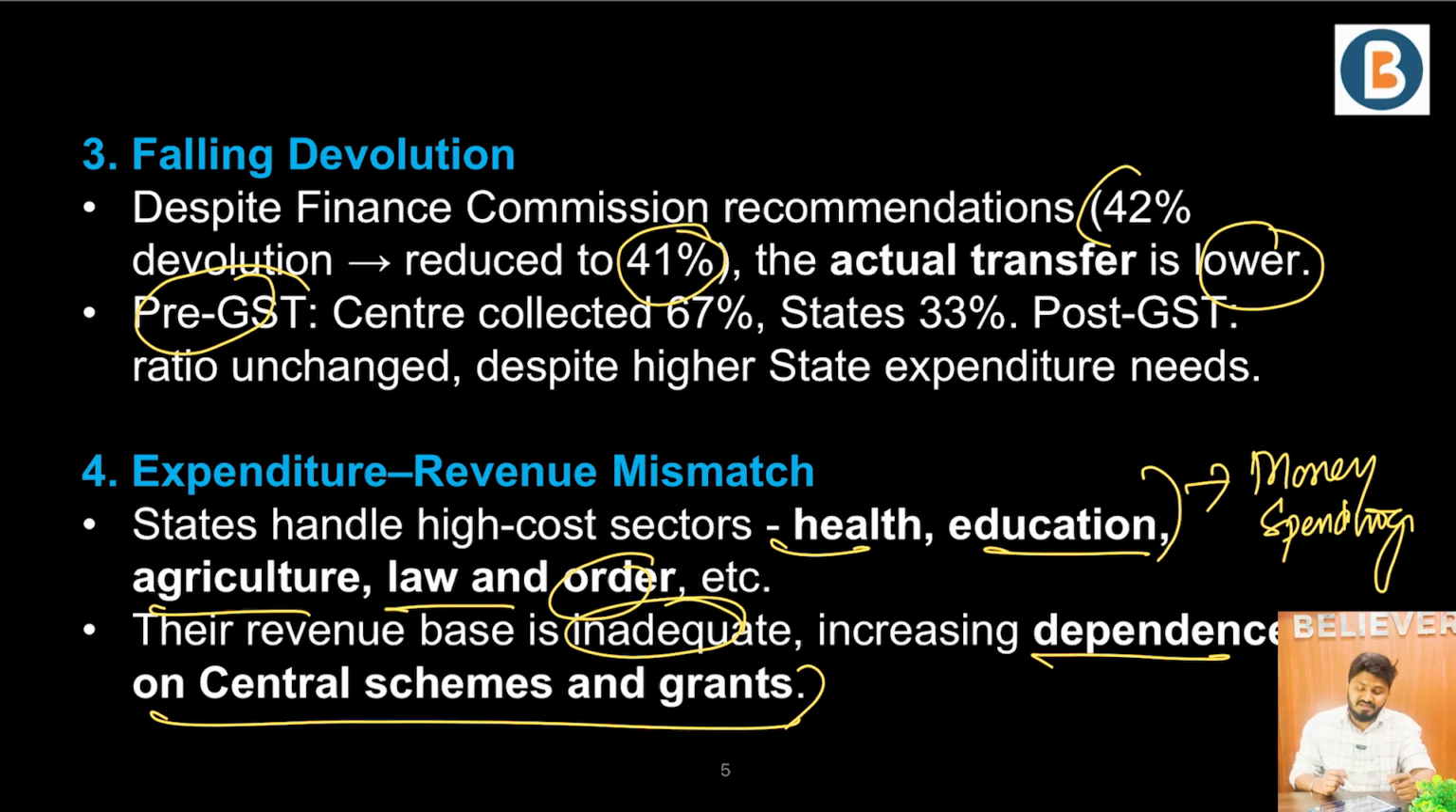Why is the revenue base inadequate? Because these are considered public goods at the government level. As a result, as part of the welfare schemes, health, education, agriculture, law and so on are expenditures done by the state for the consumers. As a result, there is less revenue received from these sectors than what is being spent on them. Next, that is the expenditure and revenue mismatch happening in state governments.